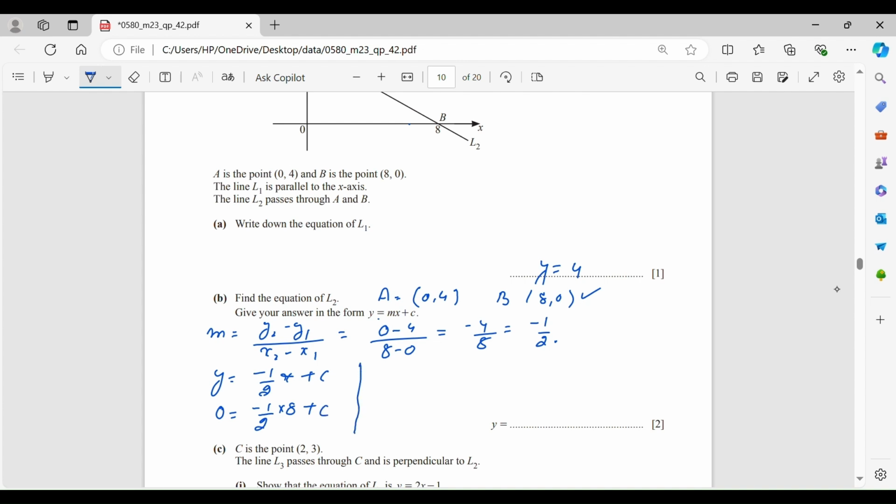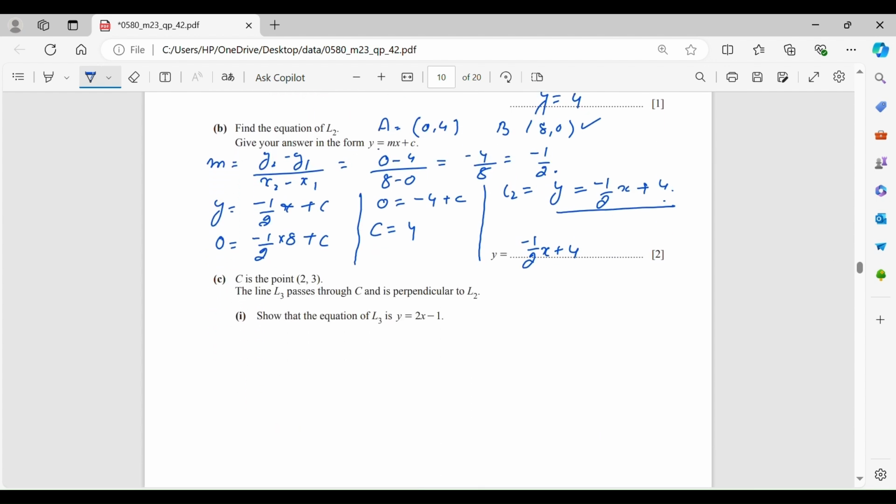Now 0 is equal to minus 4 plus c. Now c will be equal to 4, right? So the equation of the line L2 will be y is equal to minus 1 by 2 x plus 4, right? So y is equal to minus 1 by 2 x plus 4. So this is the equation of the line L2.